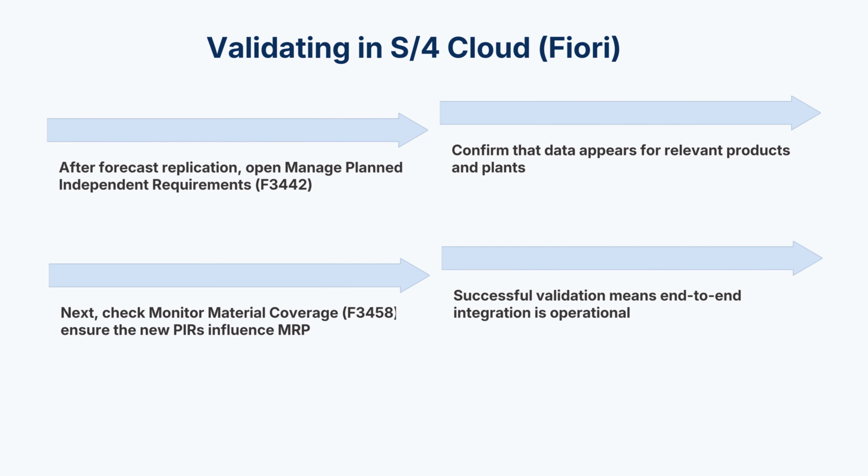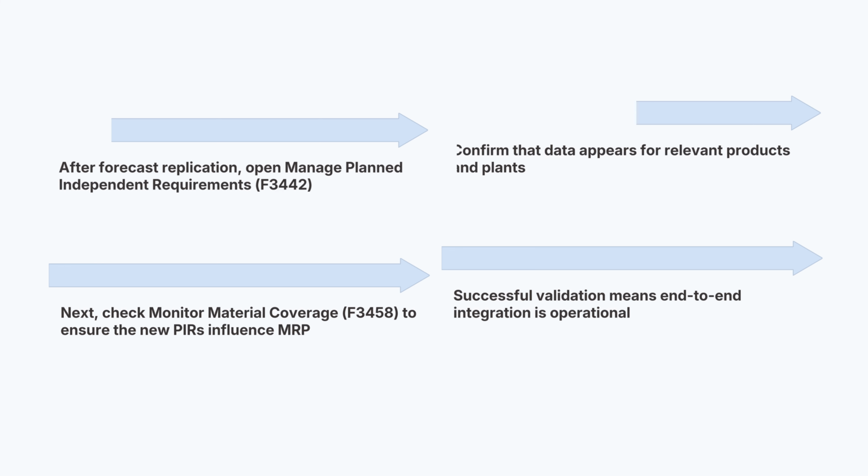Validating in S4 Cloud Fiori. After forecast replication, log into the Manage Planned Independent Requirements app in S4. Check if PIRs appear for your selected products and plants. Next, verify the same data in Monitor Material Coverage. If MRP recognizes the new demands, integration is working as designed. This validation step is mandatory before MRP execution in live projects.